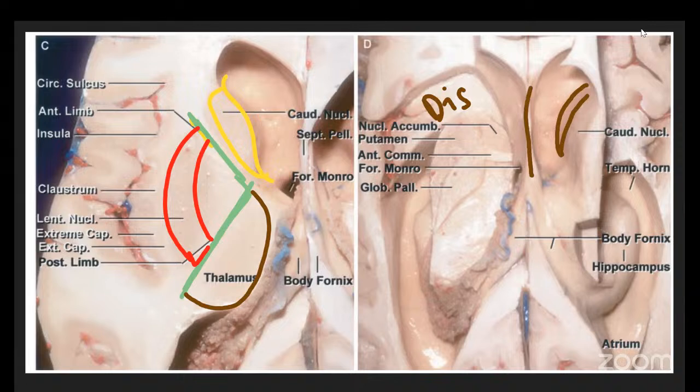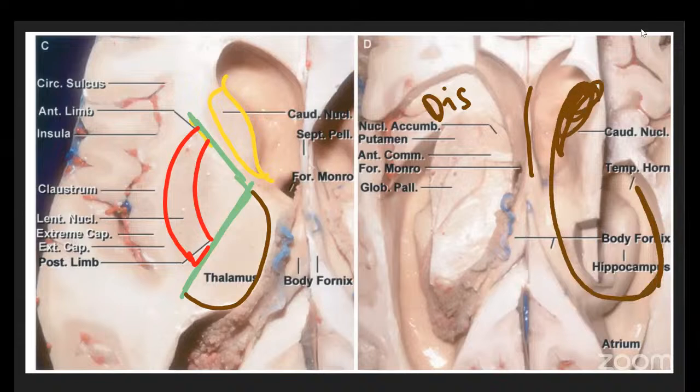And once we go down, I am not sure if the tail is visible here. The tail of the caudate nucleus is not visible, but it travels down towards the temporal horn and goes in the roof of the temporal horn. Unfortunately, it's not visible here. So just imagine that it travels like this.